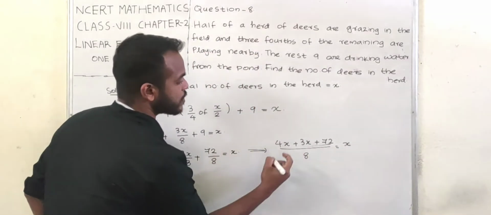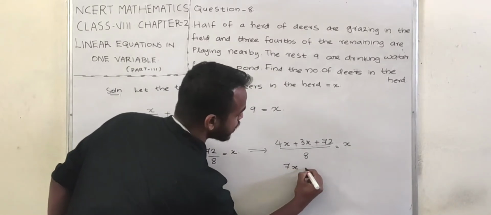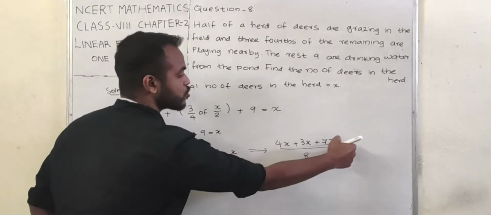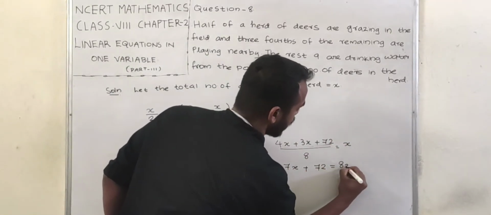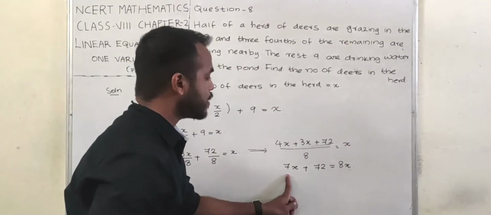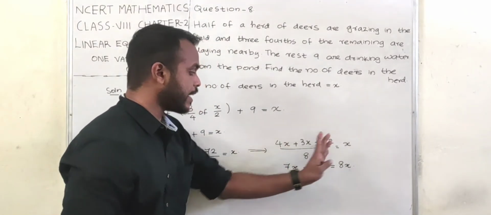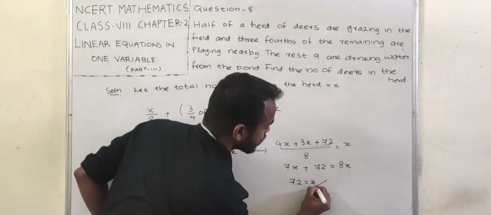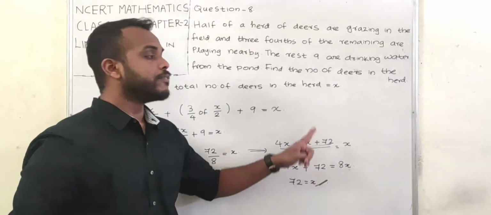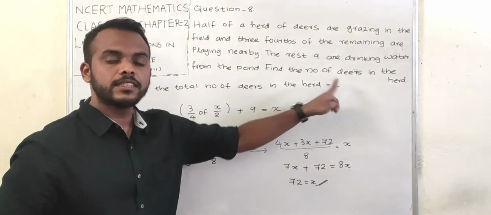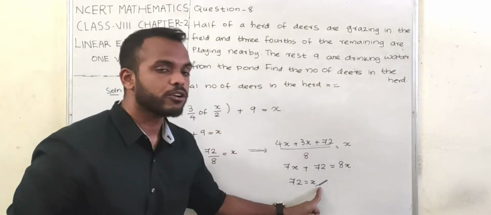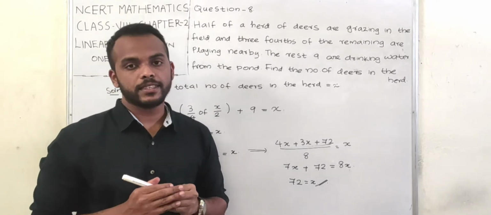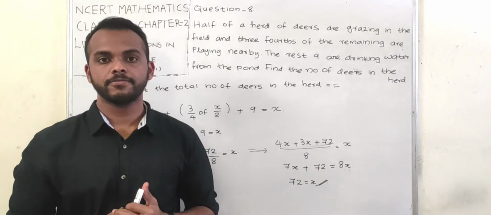Now what is 4x plus 3x? It's 7x plus 72 is equal to, just cross multiply this one, so it will be 8x. Now take this 7x to the right hand side, so it will be 72 is equal to x, and we have got the answer. We have considered the total number of deers in the herd as x, and we got the value of x as 72. So how many deers were there? 72 deers were there in that particular herd.